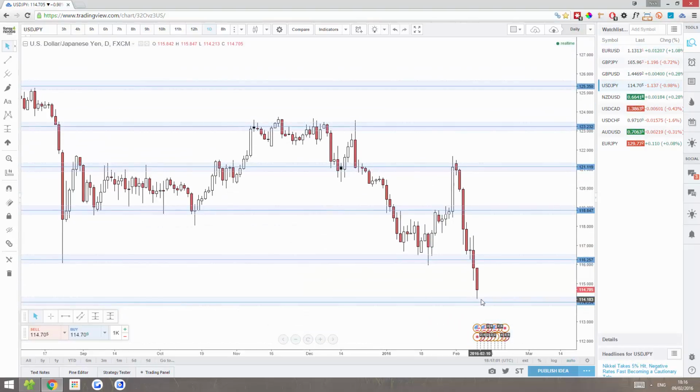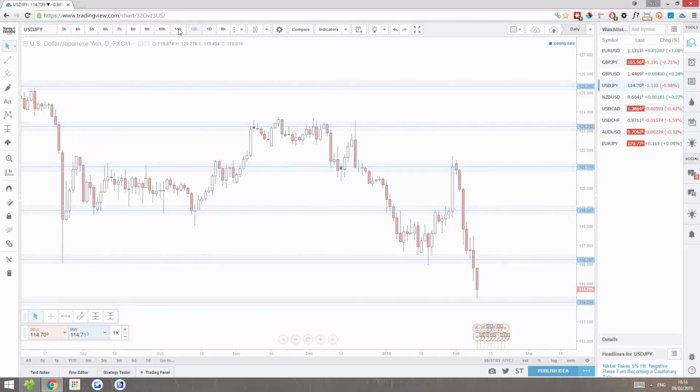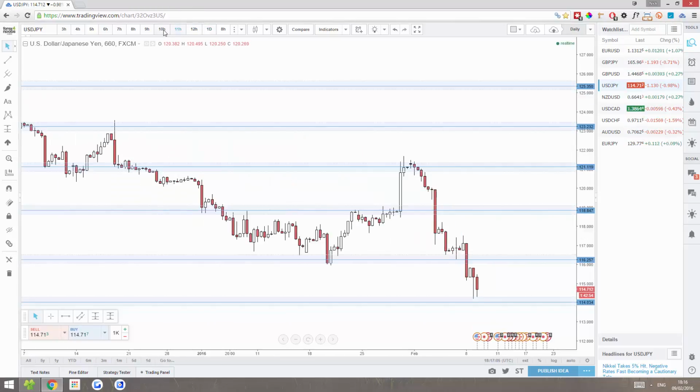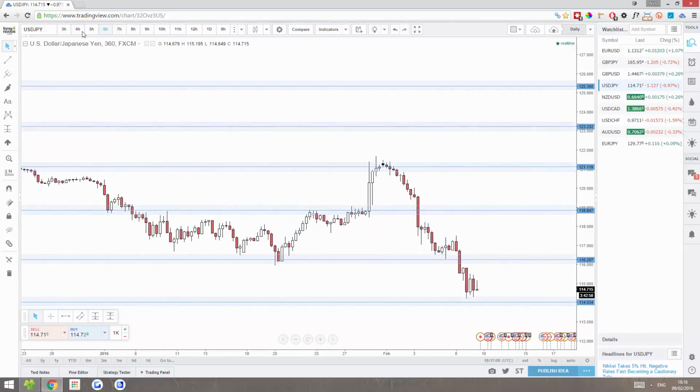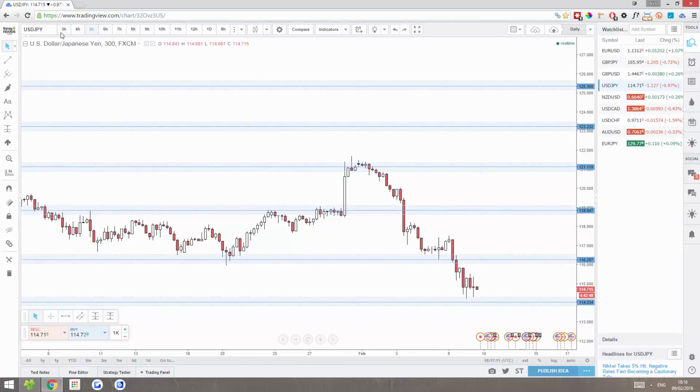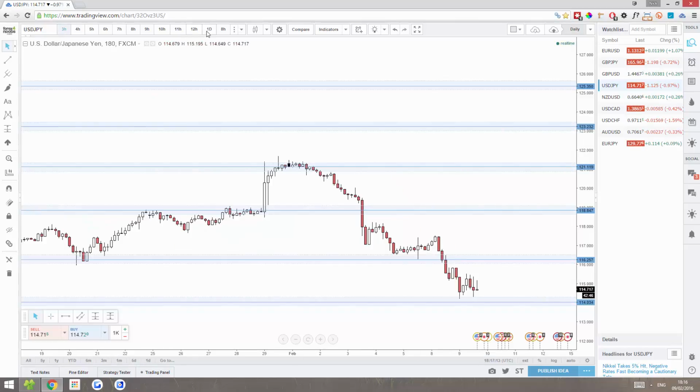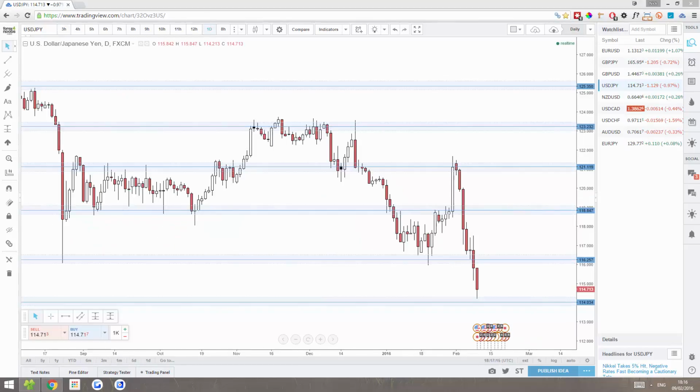USDJPY approaching an area of support, but bouncing away already. There's not much potential from what it looks like to take a trade here, unless price keeps moving down towards this support area. If price moves down towards the support area, then sure, I might take a trade. But right now, nothing really happening on USDJPY. Let's check out NZDUSD.